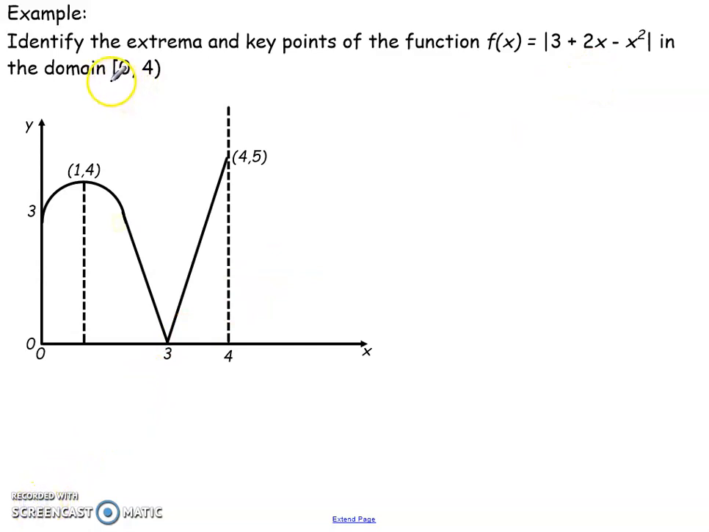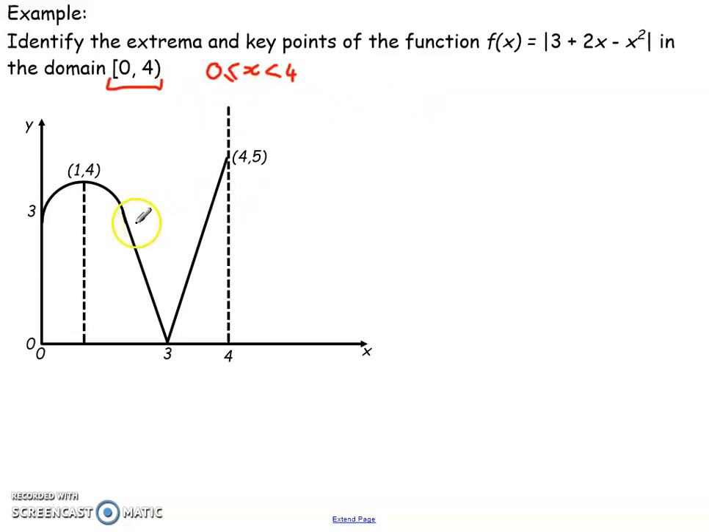Now, first thing to look at is this part here, the domain. Written like this with the square brackets and the curly brackets, what that can be translated to is 0 is less than or equal to x less than 4. So it doesn't include the value of 4. So bear that in mind. Square bracket means it includes that value. Non-square bracket, it doesn't include that value. So I have to look at the extrema and key points of that.